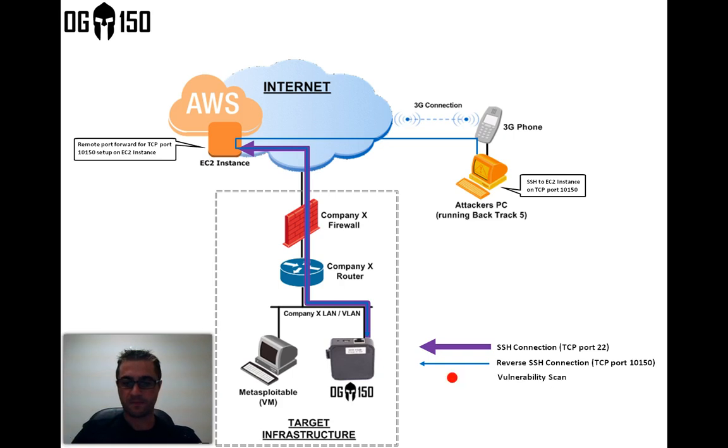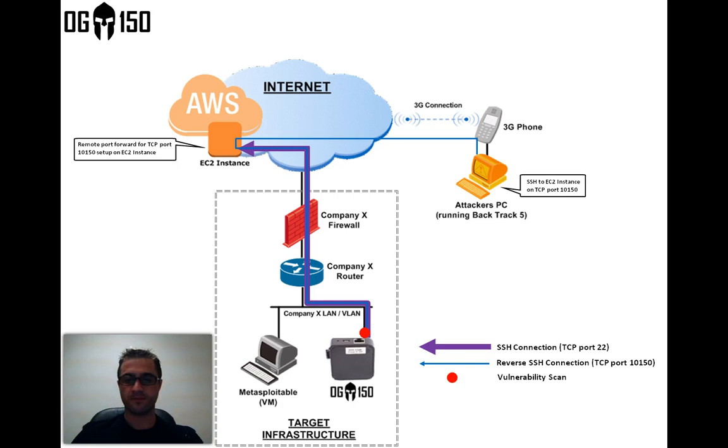What's next? Okay, so from this point we have an SSH connection to the OG150. We can perform a vulnerability scan. See the little red dots doing the magic? Now I've called this a vulnerability scan. This could be an attack if you like.